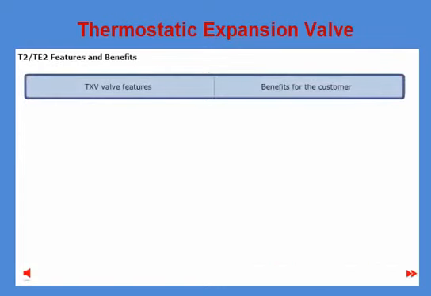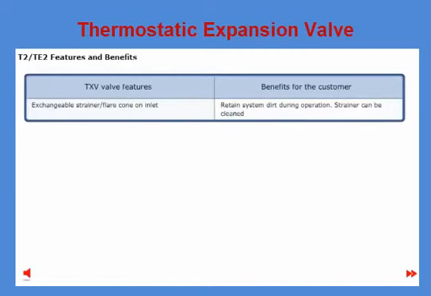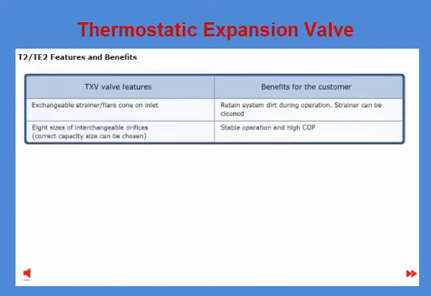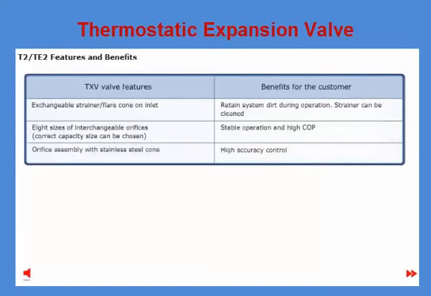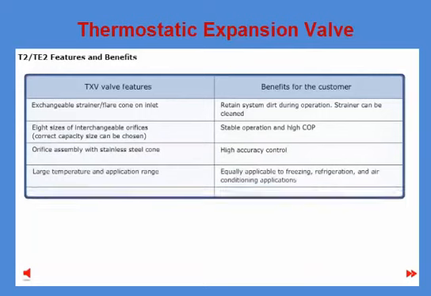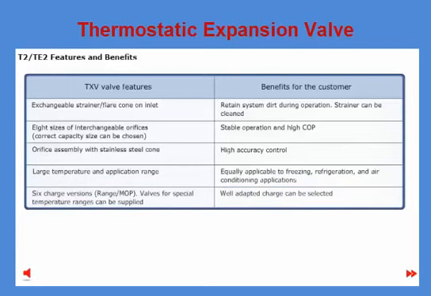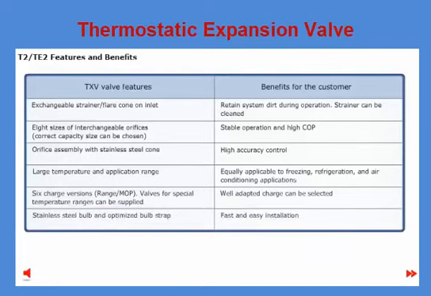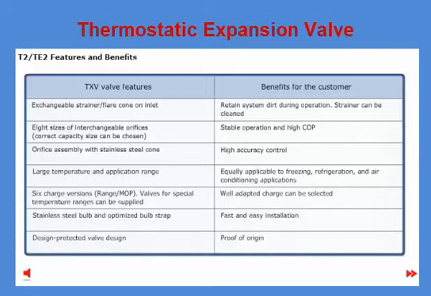Here you can see some general features and benefits of the T2 valve. Exchangeable strainer or flare cone on inlet. 8 sizes of interchangeable orifices. Correct capacity size can be chosen. Orifice assembly with stainless steel cone. Large temperature and application range. 6 charge versions, range or MOP. Valves for special temperature ranges can be supplied. Stainless steel bulb and optimized bulb strap. Design protected valve design.